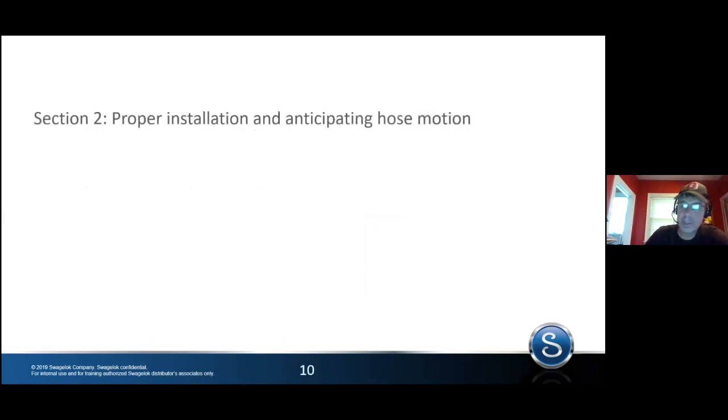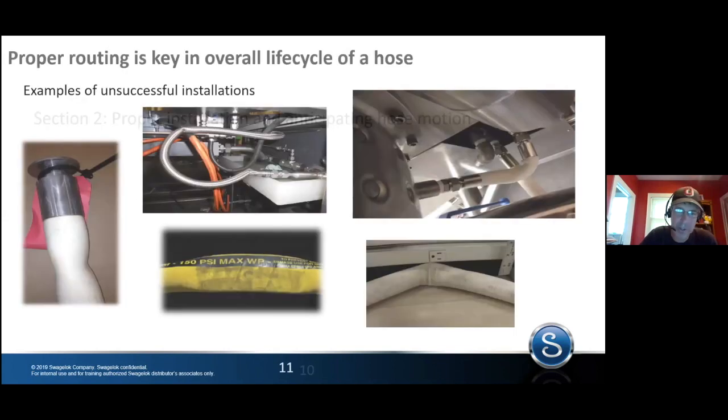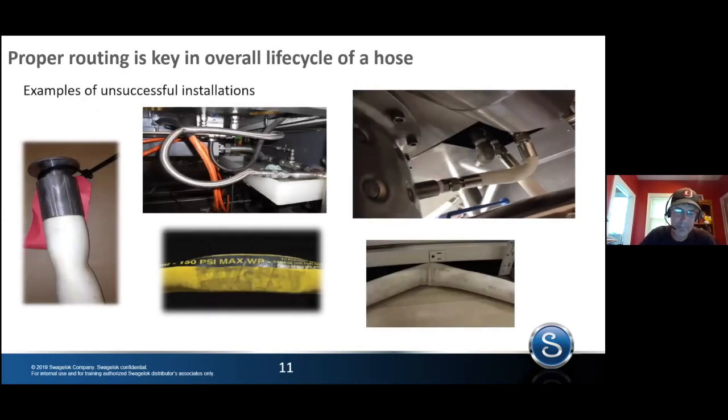So with that, we're going to move now into the proper installation. The idea is you want to consider everything going into the application when you select the hose, and now we want to make sure you install the hose correctly. We see a lot of issues when it comes to proper installation. The picture on the top right is a perfect example. That hose obviously has been damaged due to the installation.